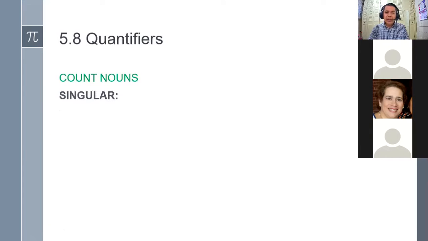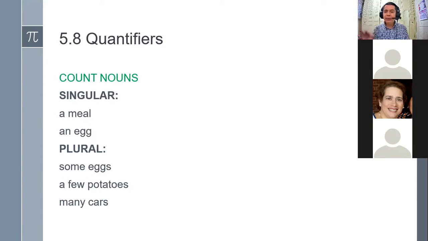So again, nouns are singular and plural. Singular, a meal, an egg, right? Plural, some eggs, a few potatoes, many cars, right? Singular and plural, the noun. They are separable, right? When I say many cars, puedo separar los carros. Un carro aquí, el otro allá. They are separable, right? Okay? And they are countable. You can count them. Los podemos contar. 1, 2, 3, 4, 5, 6, etc., right? Those are the characteristics of count nouns. Esa es la característica de los nombres contables.